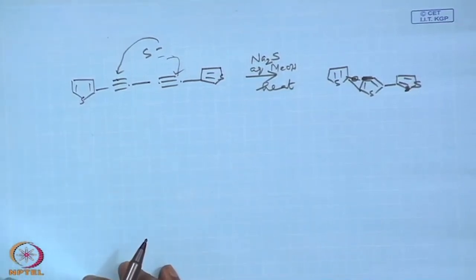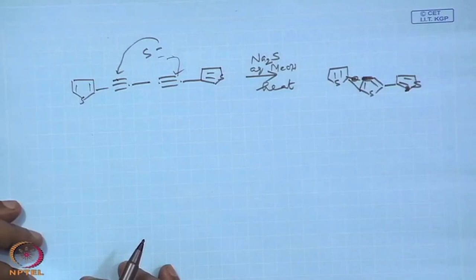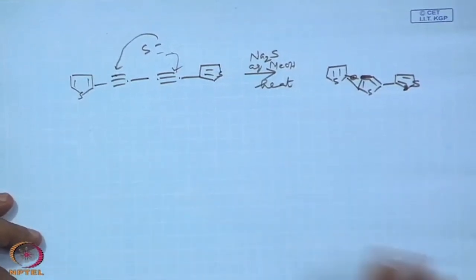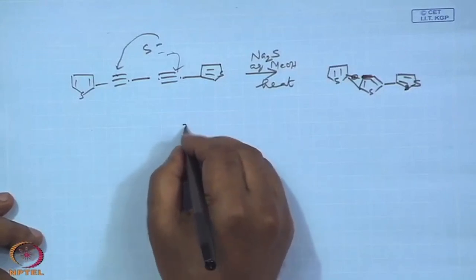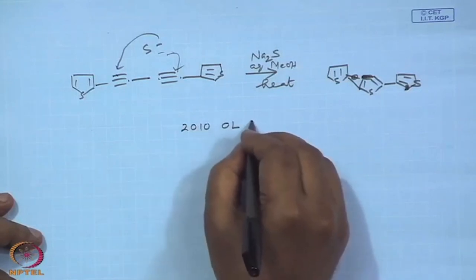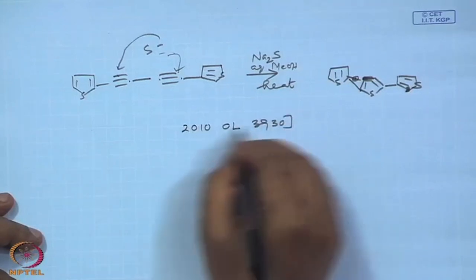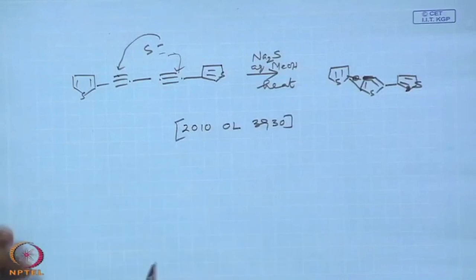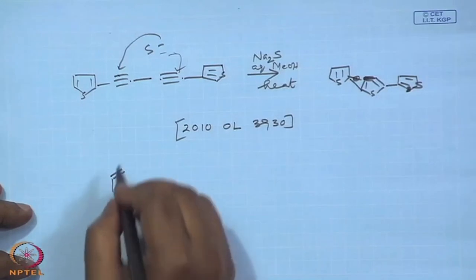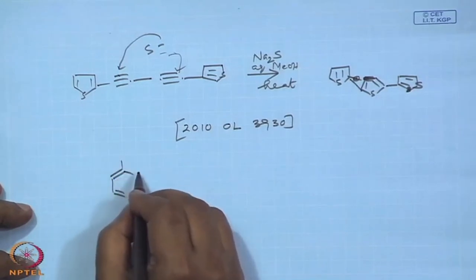And there are other ways to use disulfide kind of things. This work has been published very recently. This was in 2010, Organic Letters, page number 3930, and this is very similar to the previous one. In this case, sodium sulphide was used, and in this case, it is a potassium sulphide in the presence of a transition metal. And the procedure goes like this.